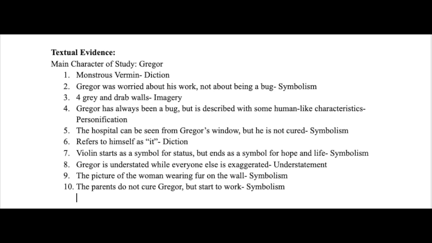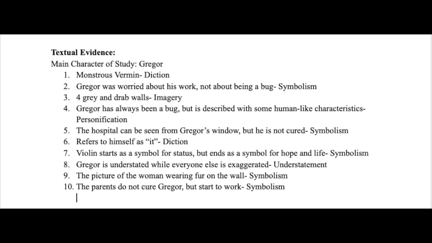Number four is the personification. Gregor has always been a bug, but he was described with some human-like characteristics, such as having pain and whatnot. Number five is symbolism again, the symbolism of the hospital that can be seen from Gregor's window, but he's not brought there to be cured or anything. Diction again for number six, he refers to himself as it rather than with personal pronouns such as me or I. Number seven is symbolism.